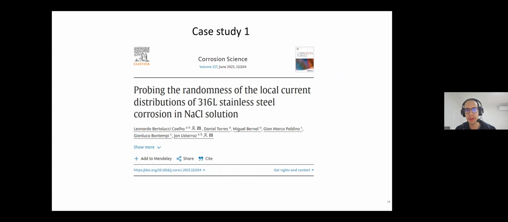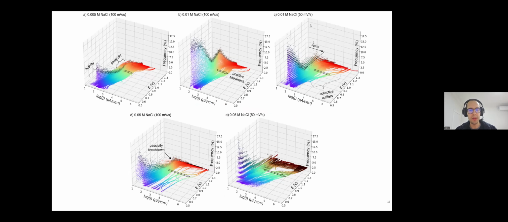So let's start with case study 1, published in Corrosion Science, where in fact, we would have liked to quantify, and we actually did that, we quantified the randomness associated with these polarization curves. And from top to bottom, we have different data sets with increased corrosiveness. And I just want you to realize that these histograms present increased spread as a function of corrosion aggressiveness.